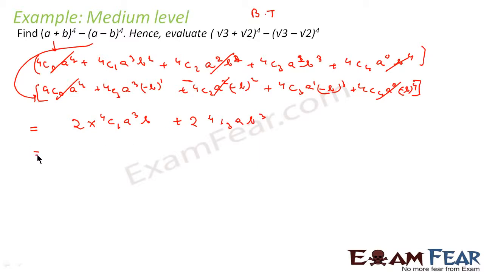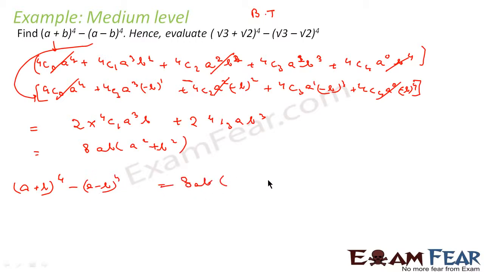Or I can also say 4c1 is equal to 4, so I'll say 8ab into (a square plus b square). Same thing I wrote, 2 into 4c1 is equal to 8, ab I took common, so this becomes 8ab into (a square plus b square). So I can say the formula of this, (a plus b) to the power 4 minus (a minus b) to the power 4, is nothing but 8ab into (a square plus b square).